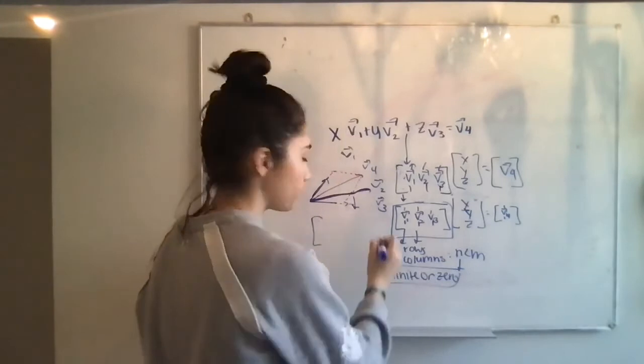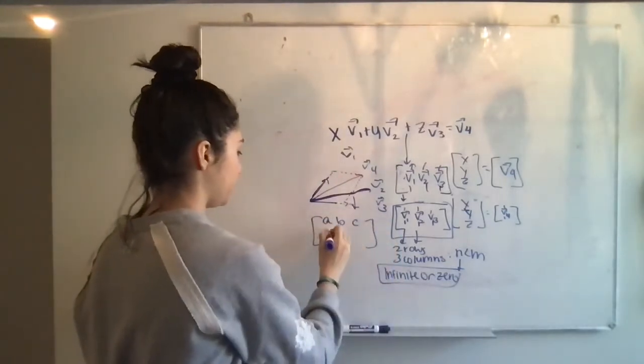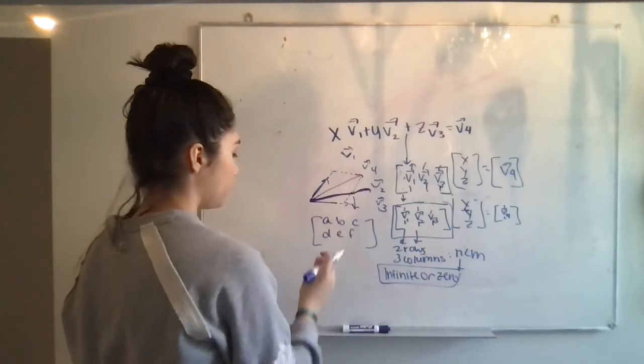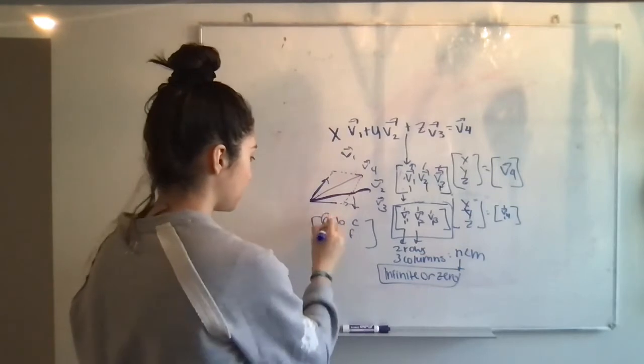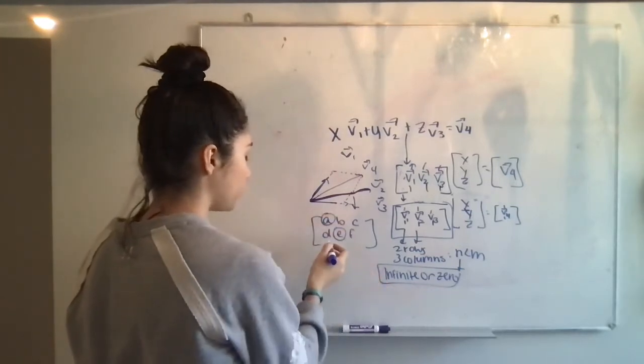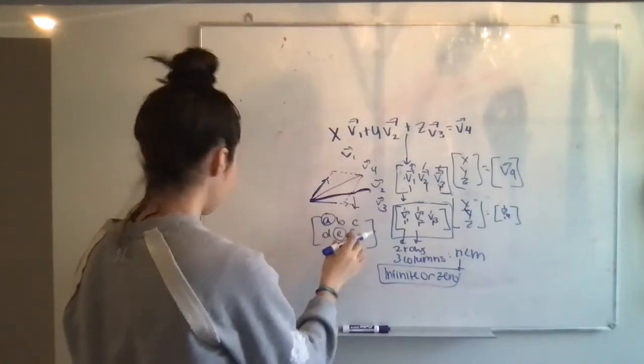I'll remind us in case we forgot. Say we've got A, B, C, D, E, F. So we've got 3 variables here. Let's say that we are only going to solve for these 2, right? Which means that we're going to have free variables left over.